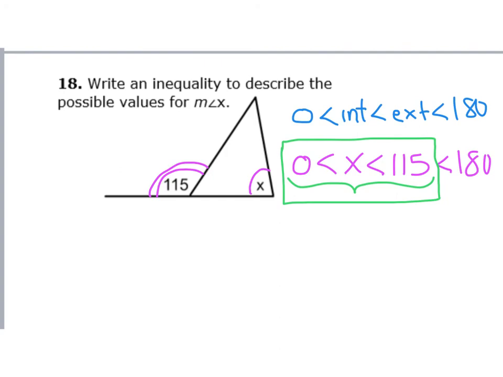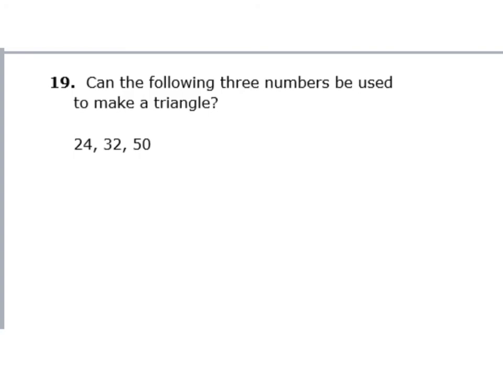Okay, number 19. Can the following three numbers be used to make a triangle? If I know two sides of the triangle and I can find their difference by subtracting them, and I can find the sum by adding them, I know that my third side has to be greater than the difference but less than the sum. It has to be somewhere in between. It's not allowed to equal the difference. It's not allowed to equal the sum.